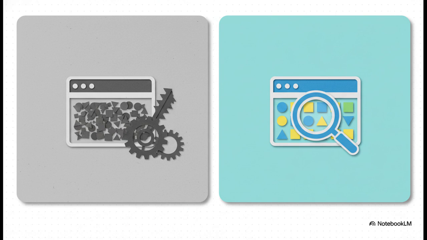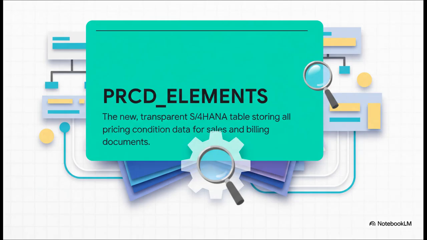But in the new S/4HANA world, that's all gone. It's been replaced by a transparent table, which is exactly what it sounds like, simple, clear, and easy to read with standard SQL. And that new transparent table has a name you need to remember, PRCD_ELEMENTS. This is your new single source of truth for all pricing condition data. Because it's a transparent table, you can just access it. It makes writing reports, building interfaces, and debugging so much easier.